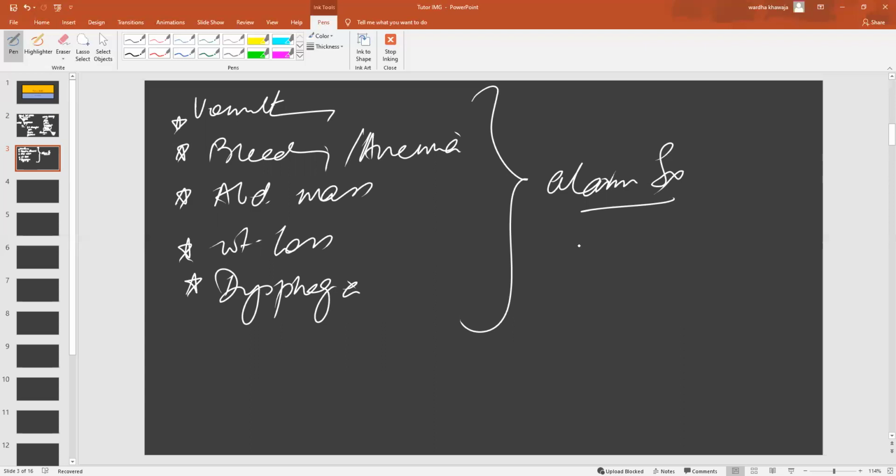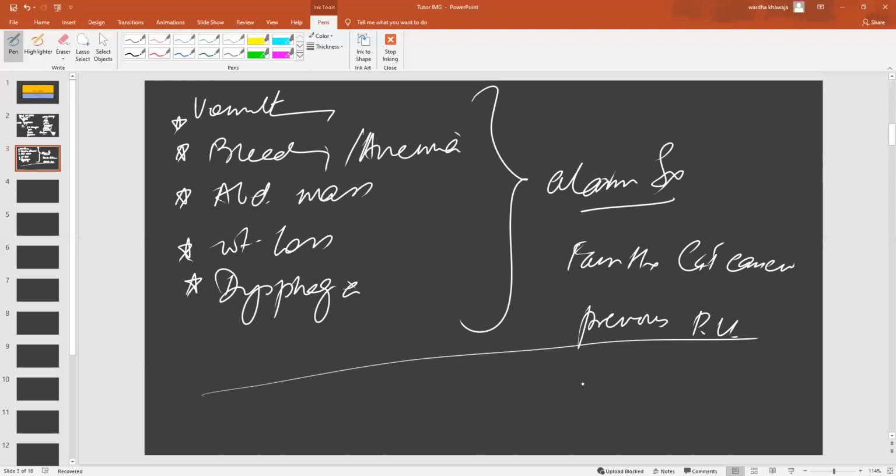Couple this with a family history of GI cancer or a previous long-standing history of peptic ulcer, and you have a very, very dangerous picture.